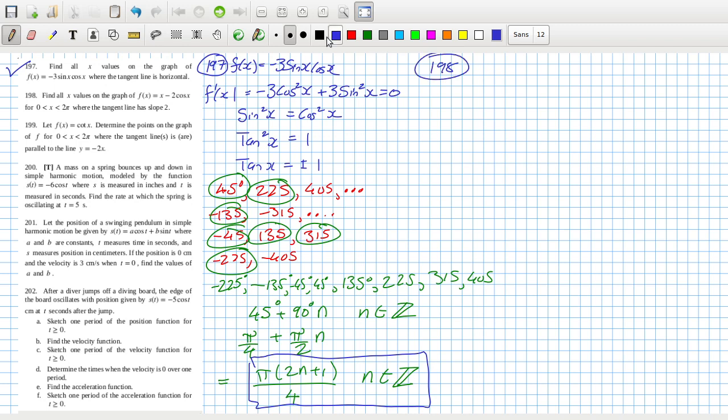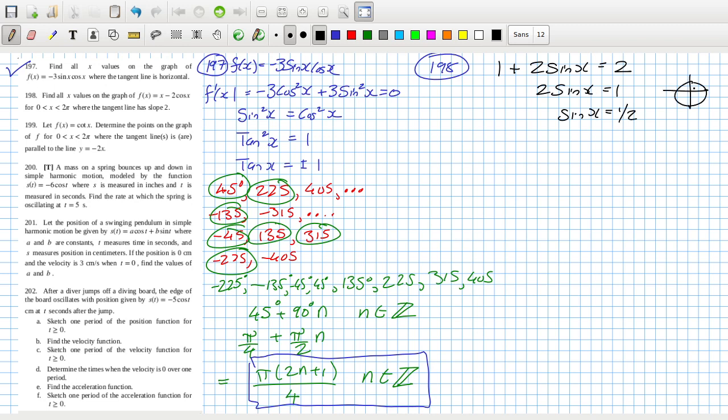198. Find all x values on the graph where the tangent line has slope 2. So that's much easier. The derivative here is 1 plus 2 sine x, and that should equal 2, which means 2 sine x should equal 1, which means sine x equals a half.